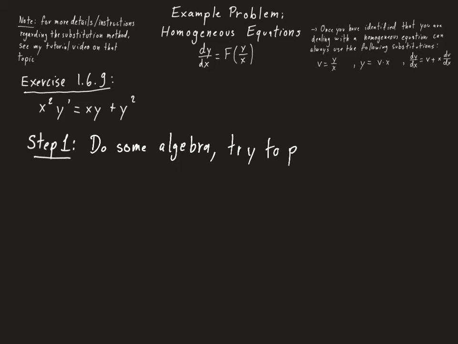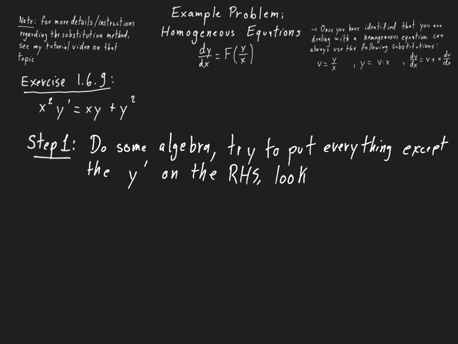Try to put everything except the y prime on the right-hand side. Look for patterns. This can often involve tricks like factoring or multiplying things out. All sorts of different things can be used here. We'll see how this goes in this example.